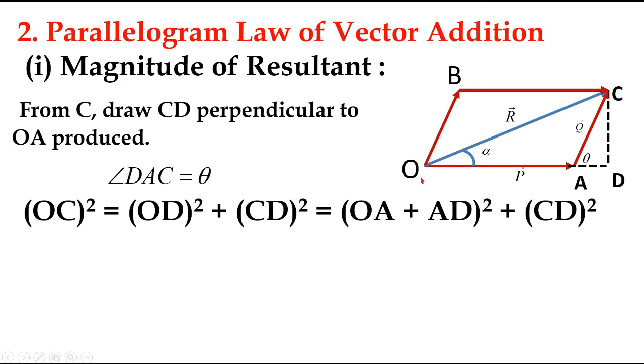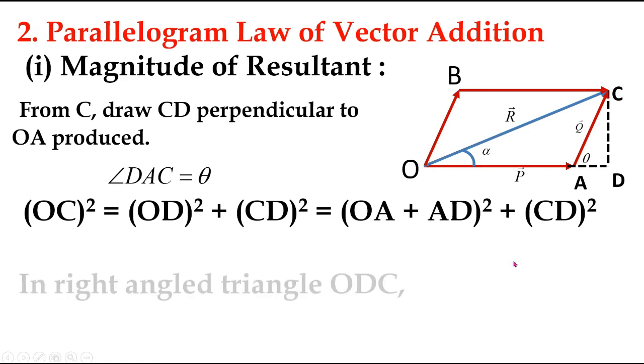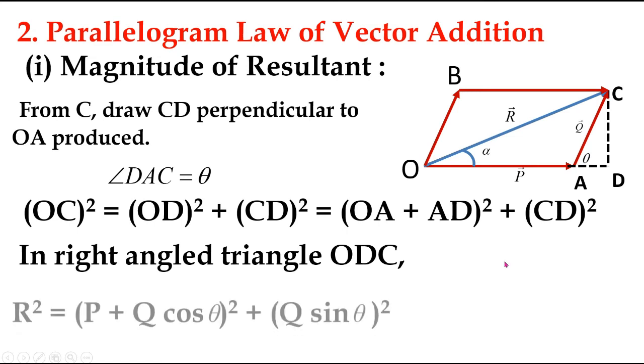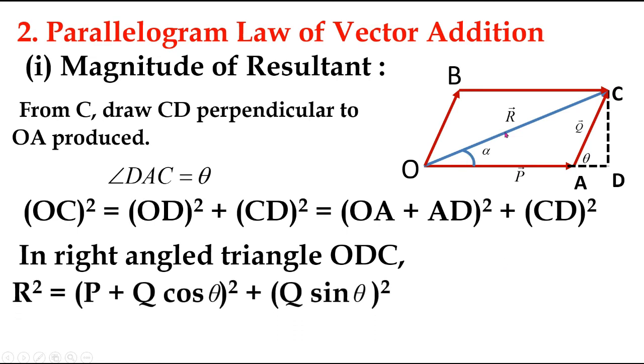So from the right angle triangle ODC, according to Pythagoras theorem, this can be written as OC square is equal to OD square plus CD square. But OD is equal to OA plus AD. So this can be written as (OA plus AD) whole square plus CD square. So in the right angle triangle ODC, OC square means R square.